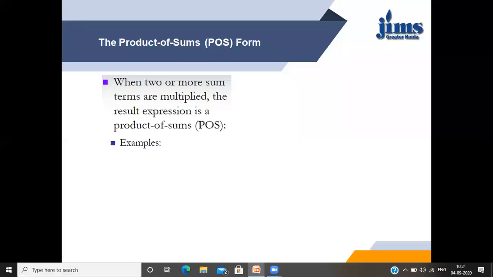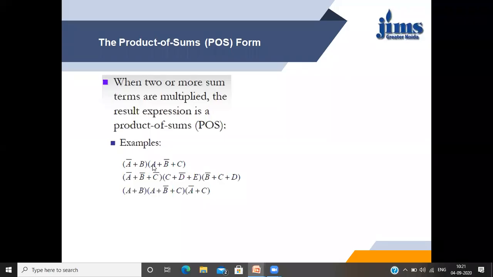That is the definition. For an example, suppose we have A bar plus C, and A plus B bar plus C. We can see there are two terms. The first term is A bar or C, that is a sum term. The other term is A or B bar or C. These two terms are multiplied. When the expression is in such a way, it is called POS.